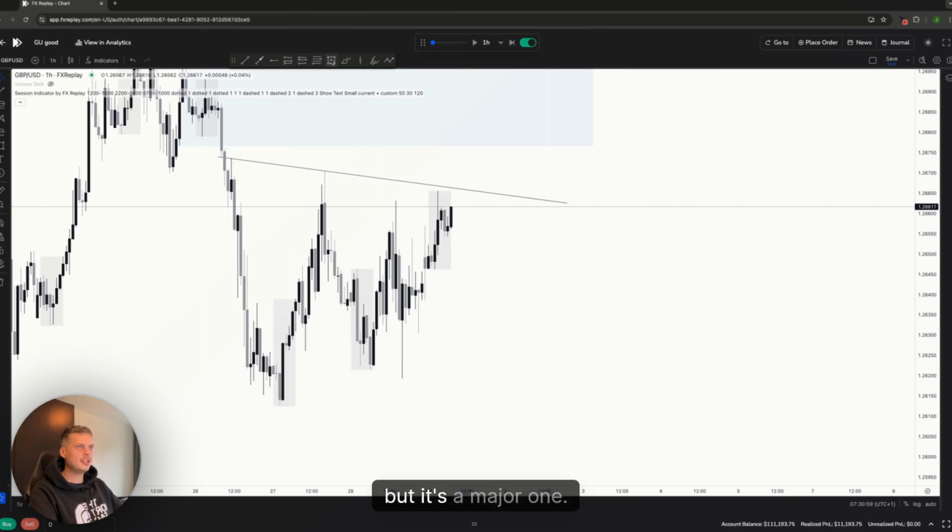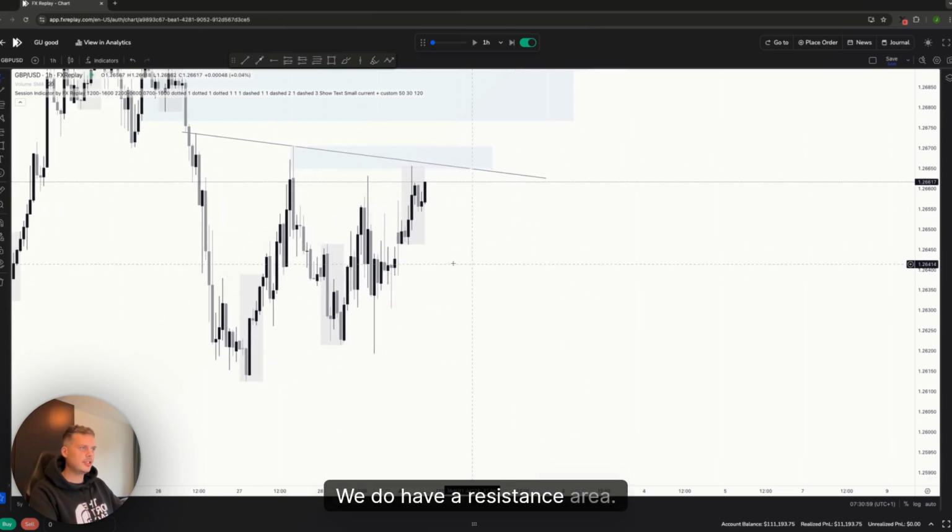I mean, we do have, but it's a major one. But let's mark it out. We do have a resistance area. We do have an inducement over here. We took out these lows.